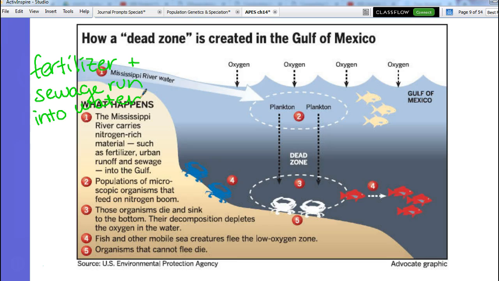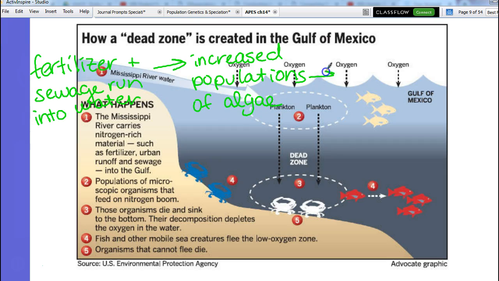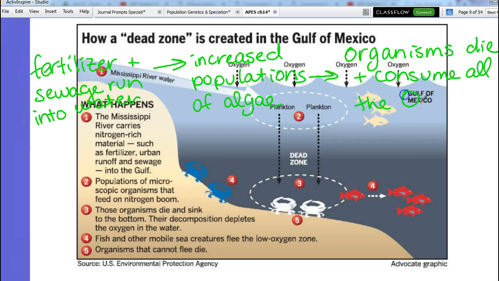And then any of the microorganisms or organisms that feed on the nitrates or phosphates are going to explode in numbers, okay? So we get increased populations of algae and other organisms. And then organisms die and consume all the oxygen from decomposition.